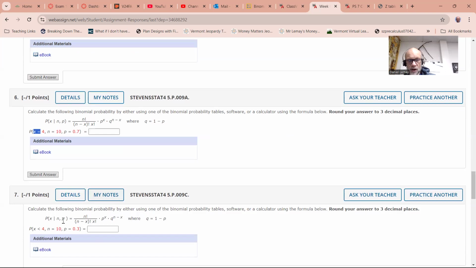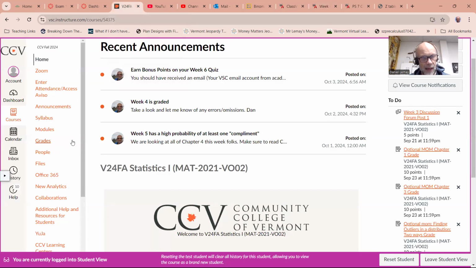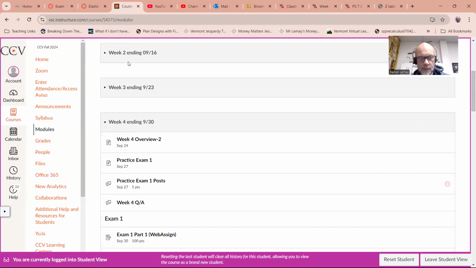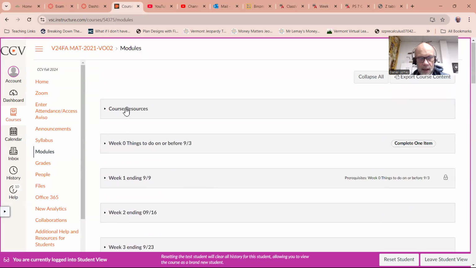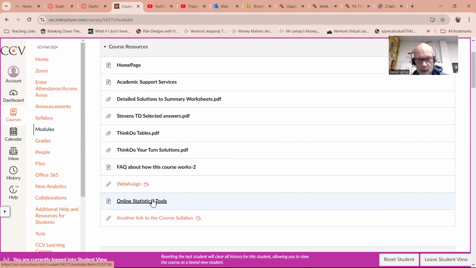Where it gets messier is when you're looking for less than 4 or greater than 4, and you have to do a bunch of those calculations with a formula. And that's where it's a pain in the butt. So what's the easy way to do these kinds of problems? Well, if you recognize it as a binomial probability, here in Canvas, I have modules, and then in course resources, well, let me think. In course resources, where do I have online statistical tools?